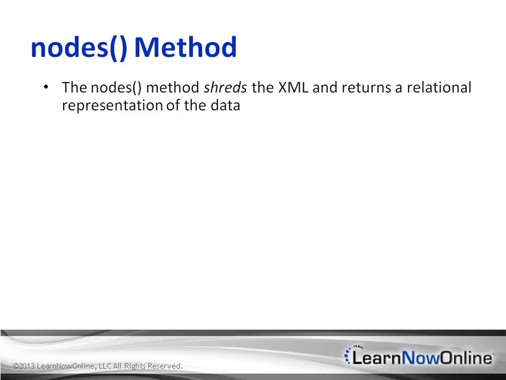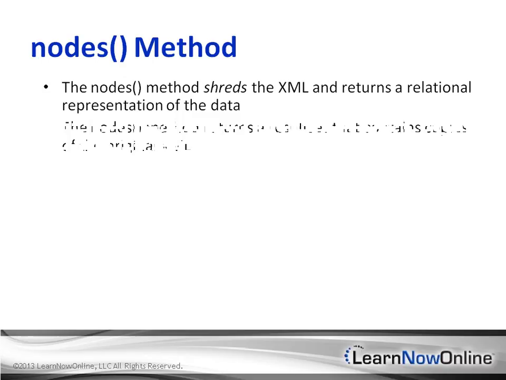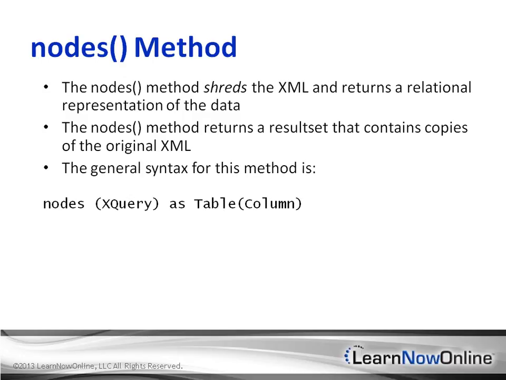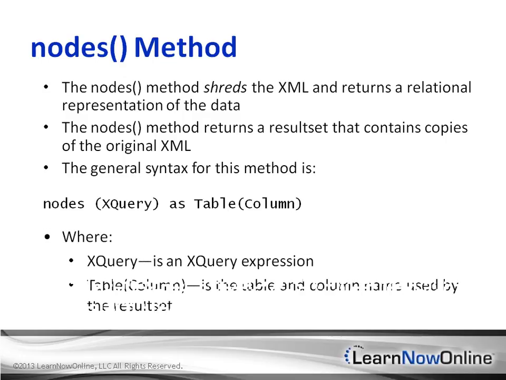The nodes method actually shreds the XML, and it'll return it to you in a relational format. The nodes method returns a result set that contains copies of the original XML. The general syntax for this follows, where once again, XQuery is our XQuery expression, and table column indicates the table and column used by the result set.